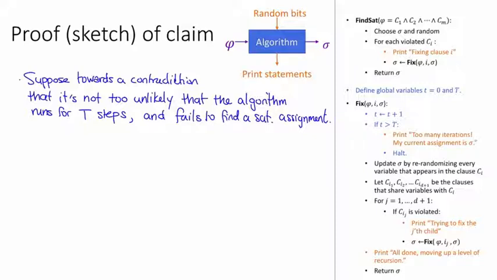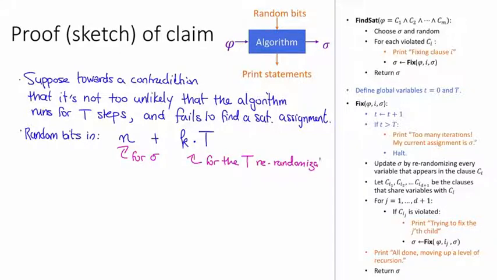Let's think about how many random bits go in and how much information in print statements comes out. So the number of random bits that go in, well, that's n for sigma, the original random assignment, plus k times t, because there are capital T re-randomizations, and each time I choose little k new bits. Okay, so that's the number of random bits in.